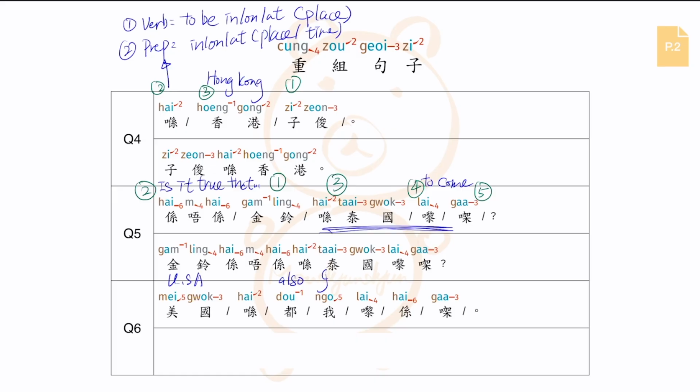我 I, 嚟 to come, 係 to be, right? 㗎 sentence final particles. So in this sentence, can you guess the meanings?